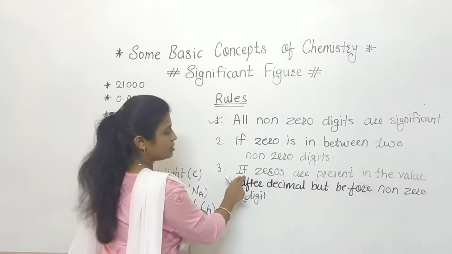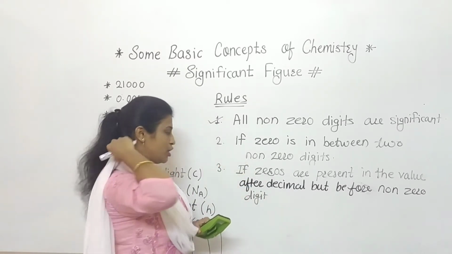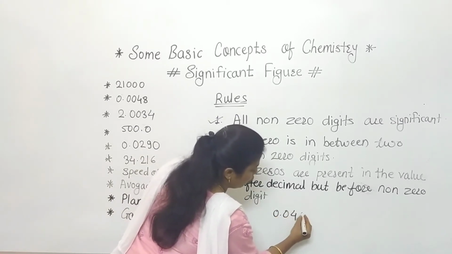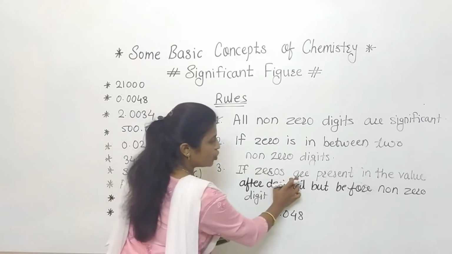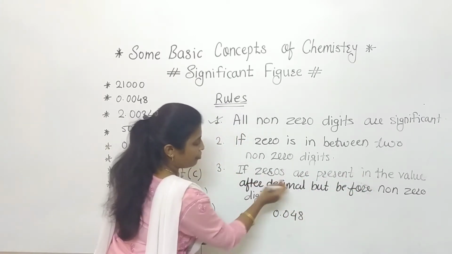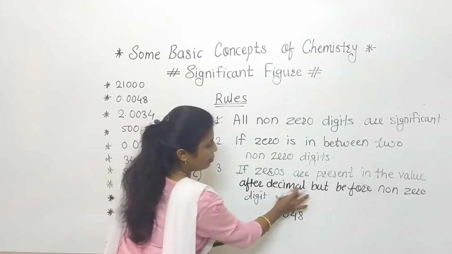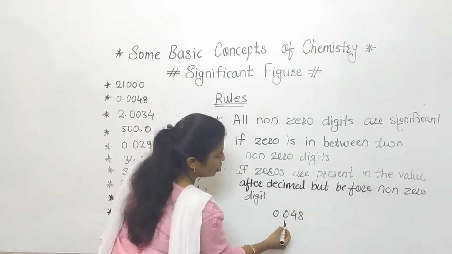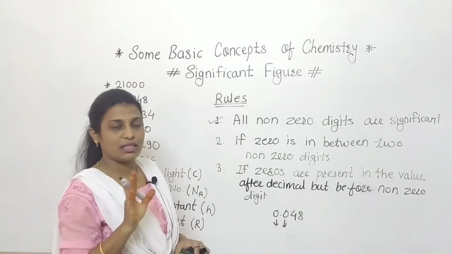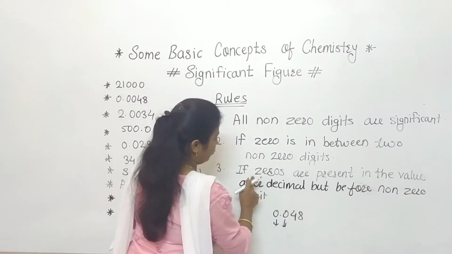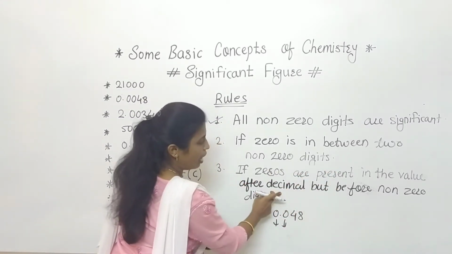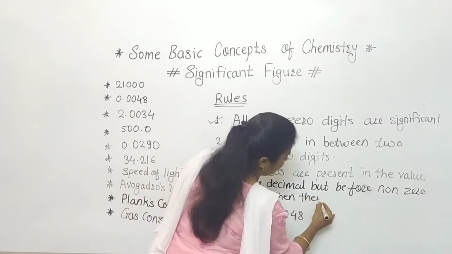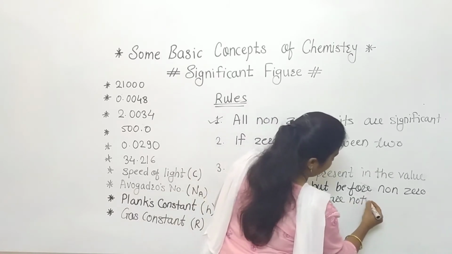क्या बोला यहाँ पे देखो, अगर zero present होता है एक value में जो कि होगा after decimal, मतलब ऐसे value देख सकते हैं हम, 0.048. ठीक है, क्या बोला है देखो, if zeros are present in the value after decimal, यहाँ पे 0 आ गया, but before non-zero, then these zeros are non-significant, means we cannot consider them as a significant figure. So if we consider zeros are present in the value after decimal but before non-zero digit, then they are not significant.